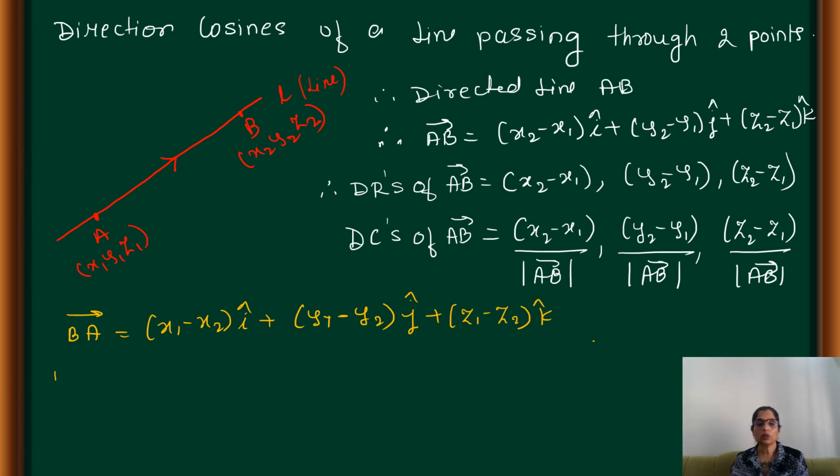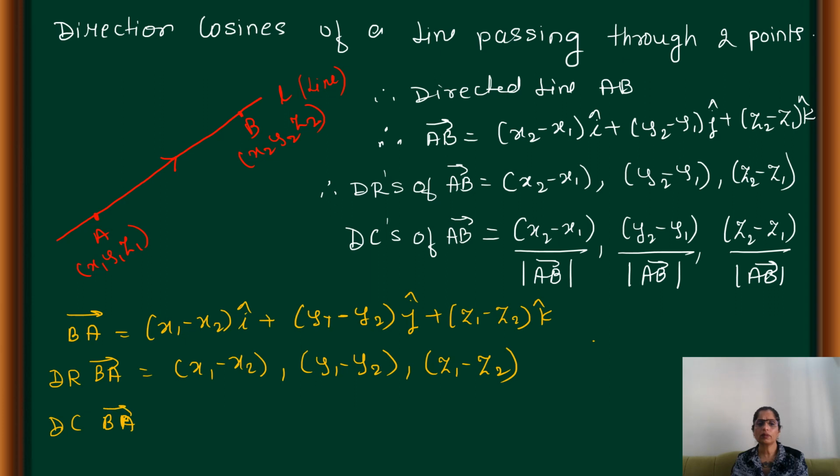So what will be the direction ratios of BA vector now? See, AB and BA, finally it's a line, you can count it from any side, correct? So the direction ratios will be x1 minus x2, then y1 minus y2 and z1 minus z2. Perfect. Then in that case, what are our direction cosines? Direction cosines are going to be the opposite side, correct? This will be x1 minus x2 by magnitude of BA vector.